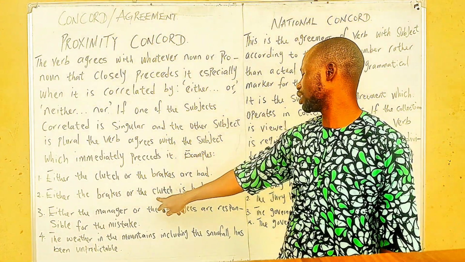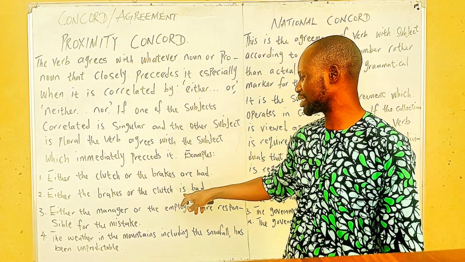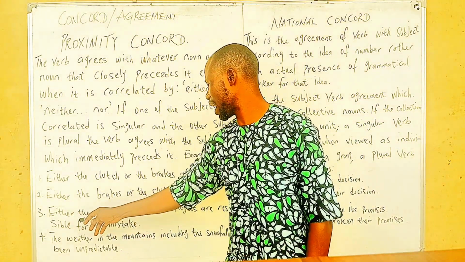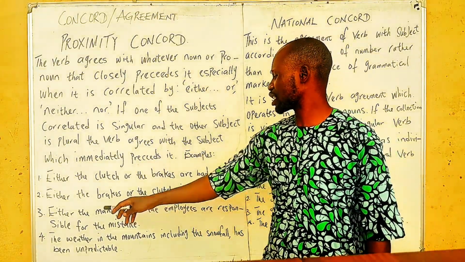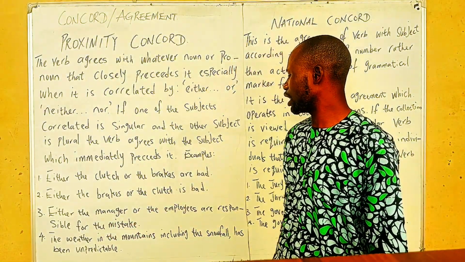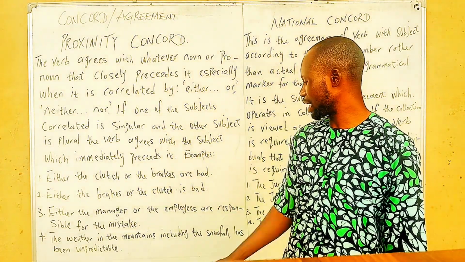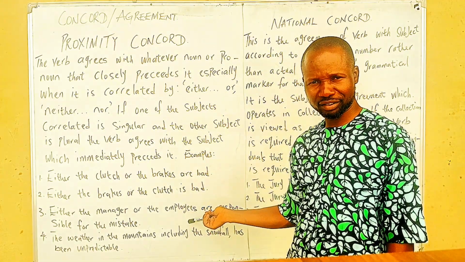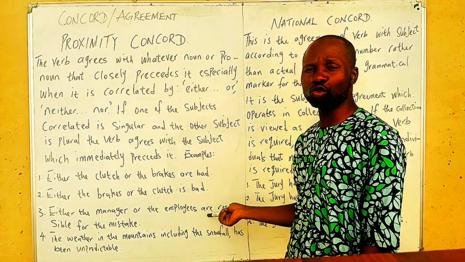The one that precedes the verb, in this first one, brakes, which is plural, goes with what? Are. While in this one, clutch, which is singular, goes with what? Is. Then the next one, you see, either the manager or the employees are responsible for the mistake. If you look, manager is singular, employees plural. So you see that is why it goes with what?